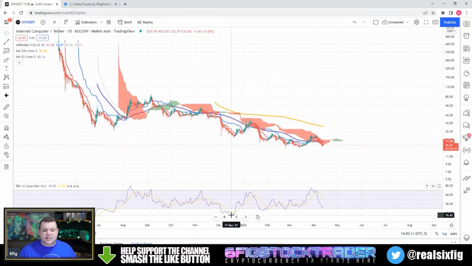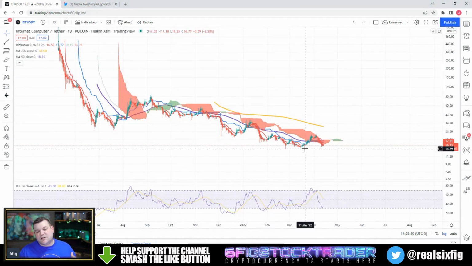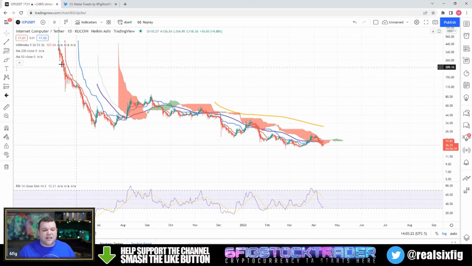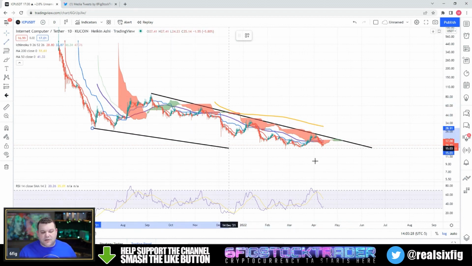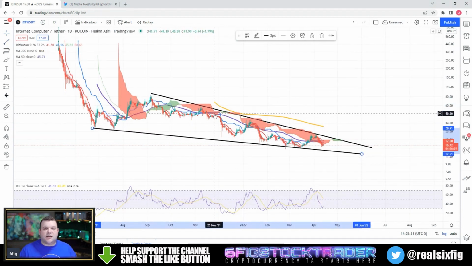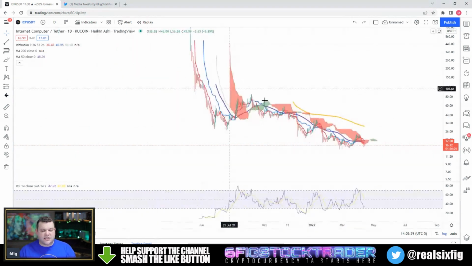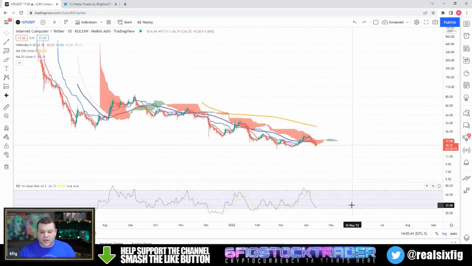We are seeing some bullish divergence, and we are seeing the RSI increase as the price is decreasing. So this is kind of nice to see. In addition, like I've mentioned in a lot of the other videos I've put out on ICP recently, I do think that there is this significant falling wedge that is present on the charts right now.